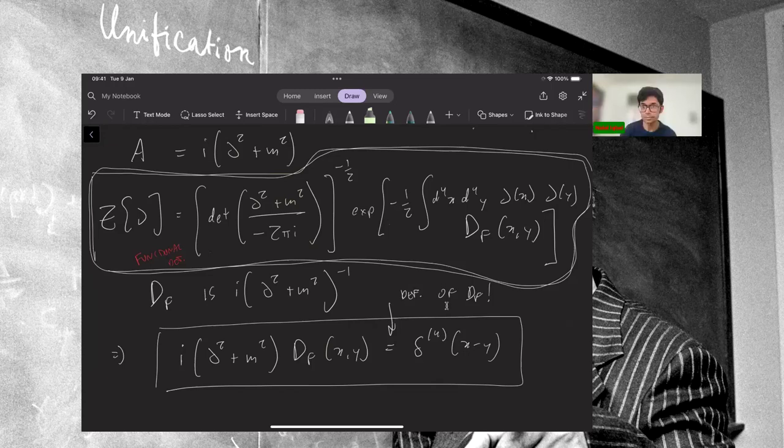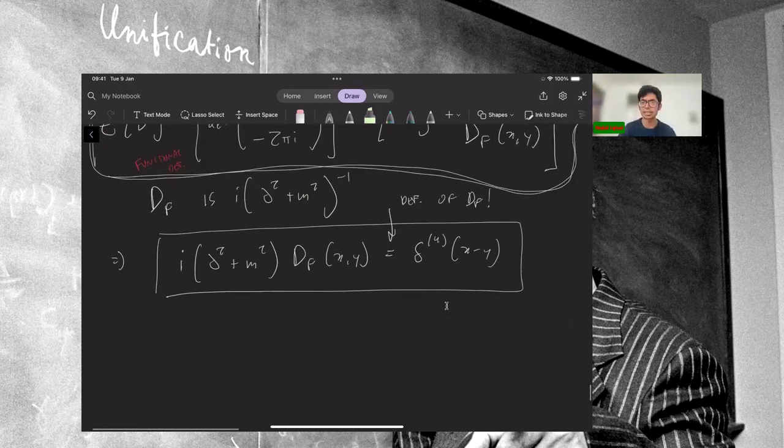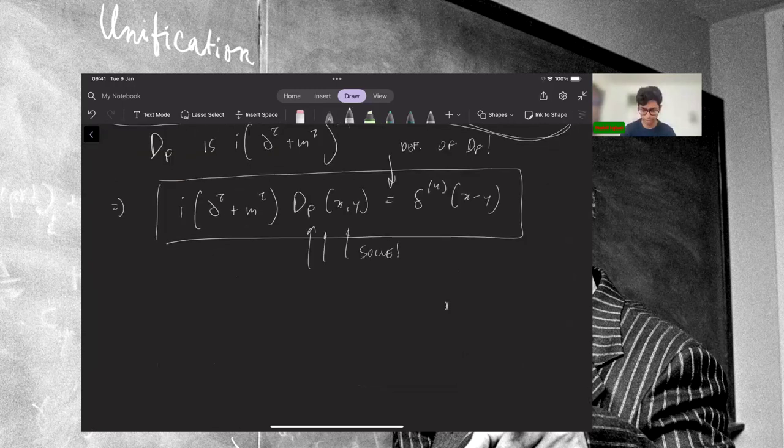Questions? All right. So let me finish the calculation and then we'll stop. So I want to solve this equation. I want to solve this for the Feynman propagator. Does anyone have any ideas how we solve this? Tricks? This is a differential equation. How do I solve it?